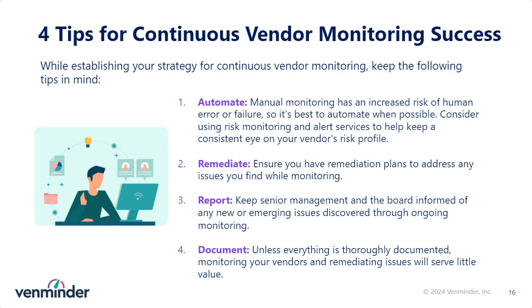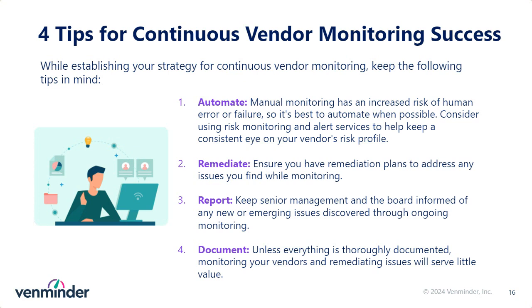We all know that humans make errors or just forget to do things, steps. So manual monitoring comes, of course, with increased risk of some failures along the way. So consider using risk monitoring and alert services to help keep a consistent eye on your vendor risk profile. And then we've talked about uncovering potential issues and changes to risks a few slides back, but it's not good enough to find them. You also need to make sure you actually have remediation plans identified to address those issues that you found. So be sure to have remediation plans in place.